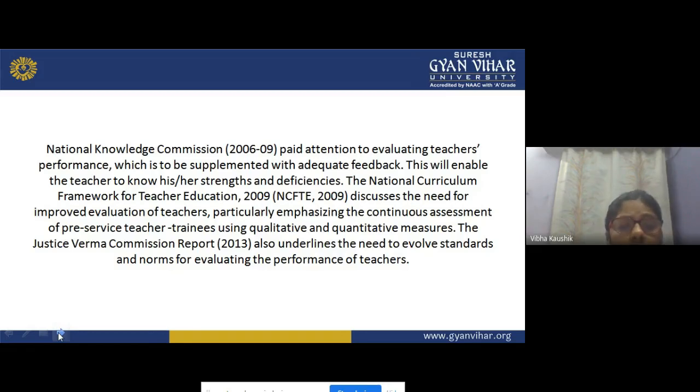The Justice Verma Commission report 2013 also underlines the need to evolve standards and norms for evaluating the performance of teachers. Now, again, a commission which was named Justice Verma Commission said that there is a need to evolve standards and norms for evaluating the performance of teachers. Means some criteria should be there. On the basis of that criteria only we can judge the performance of a teacher.